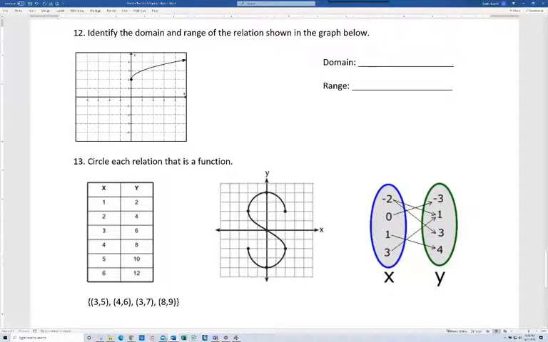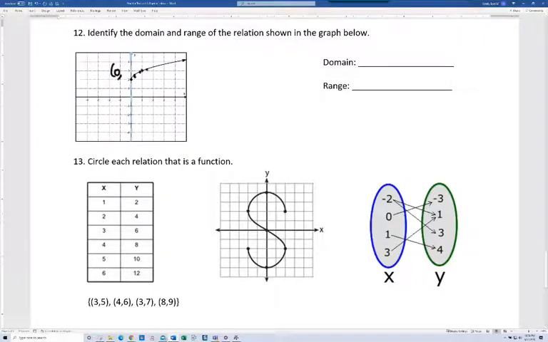Okay, on number 12, it says find or identify the domain and range of the relation shown in the graph below. Well, for domain, we're going to go from left to right. We want to find the leftmost point, and in fact, we can put a line here, and we can see that there's nothing to the left of this line, and the x value there is 0. And so the lowest value of our domain is 0. Notice that's a solid point. That point's on the graph, and so we want to include 0 in our domain.